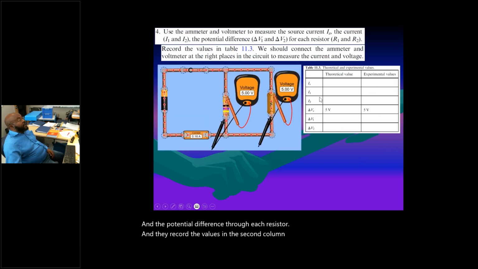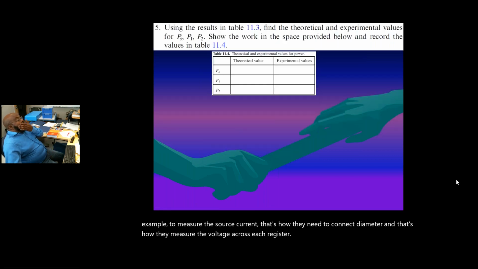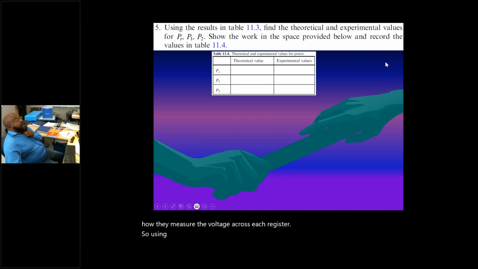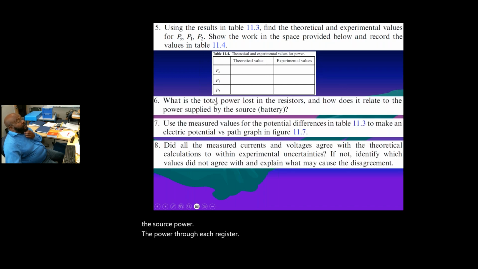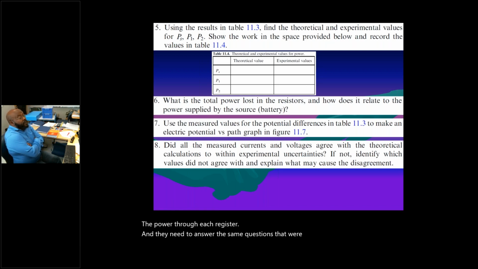If they can't figure that out, for example, to measure the source current, that's how they need to connect the ammeter, and that's how they measure the voltage across each resistor. So using the results, they need to calculate the theoretical and experimental values for the source power and the power through each resistor, and they need to answer the same questions that were asked in the series connection.